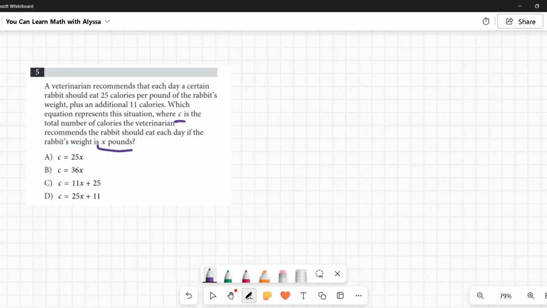Okay. Anytime you have "is," this is where our equal sign comes in. So when we say what is the total number of calories? The calories should be equal to what? Well, the rabbit's weight is X pounds. So X is the number of pounds that this rabbit is. And we're told it should eat 25 calories per pound plus an additional 11. Well, let's start with the 25. 25 calories per pound.